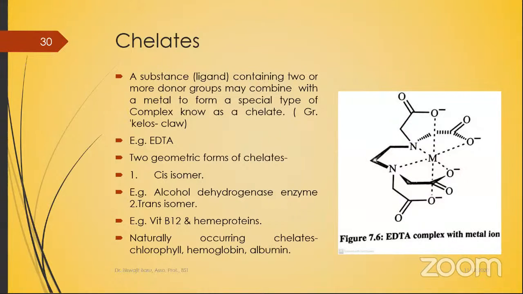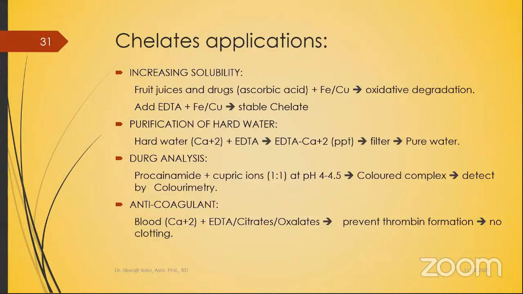So that is all about chelate. Now, applications of chelate. How chelates are useful in pharmaceutical science. See that first one, increasing solubility. Fruit juice and drug, for example, ascorbic acid, it will form a complex with iron and copper.